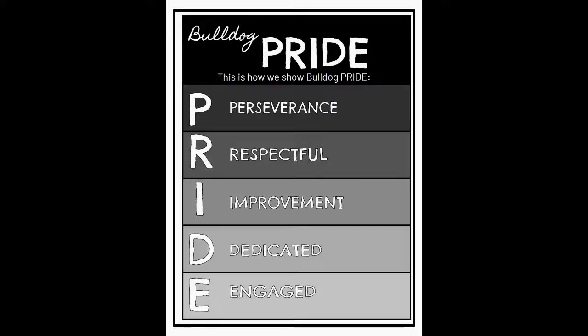At Brooks Middle School, we have a theme called Pride, and each of these letters represents a key value that we're trying to demonstrate and live, really, at Brooks Middle School. P is for perseverance, R is for respectful, I is for improvement, D is for dedicated, and E is for engaged. Let's take a look at what each one of these words mean.